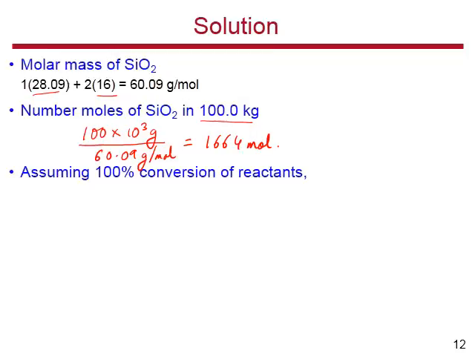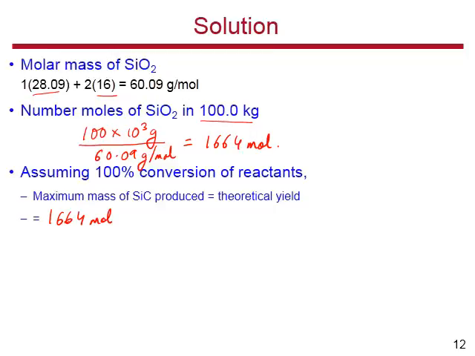Now let's assume 100% conversion of the reactants. That means we need to find out the maximum mass of silicon carbide produced, which is the same as its theoretical yield. Based on the reaction stoichiometry, 1 mole of silicon dioxide gives 1 mole of silicon carbide. So the number of moles of silicon carbide that are produced is 1664 moles. If you want to convert this to mass, you need to multiply this by the molar mass of silicon carbide, which is 40.1 grams per mole. After doing the math, the number should be around 66.73 kilograms of silicon carbide.